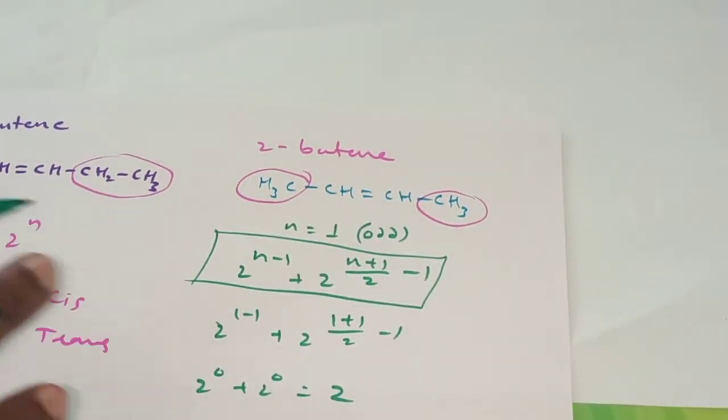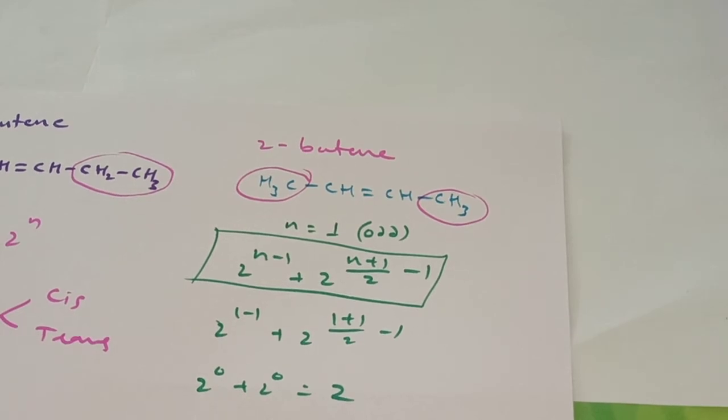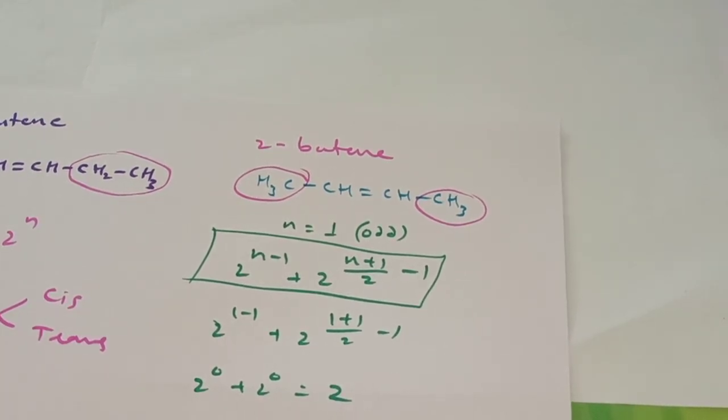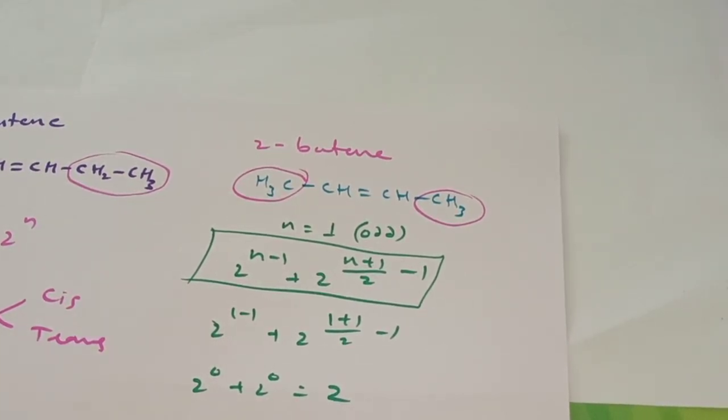So simply remember, guys, whether the terminal ends are the same or different, if there is only one double bond satisfying all the conditions to write geometrical isomers, it can show only two geometrical isomers: one is cis and the other is trans. If more than one double bond is present, these formulas will help us a lot to calculate the number of geometrical isomers.